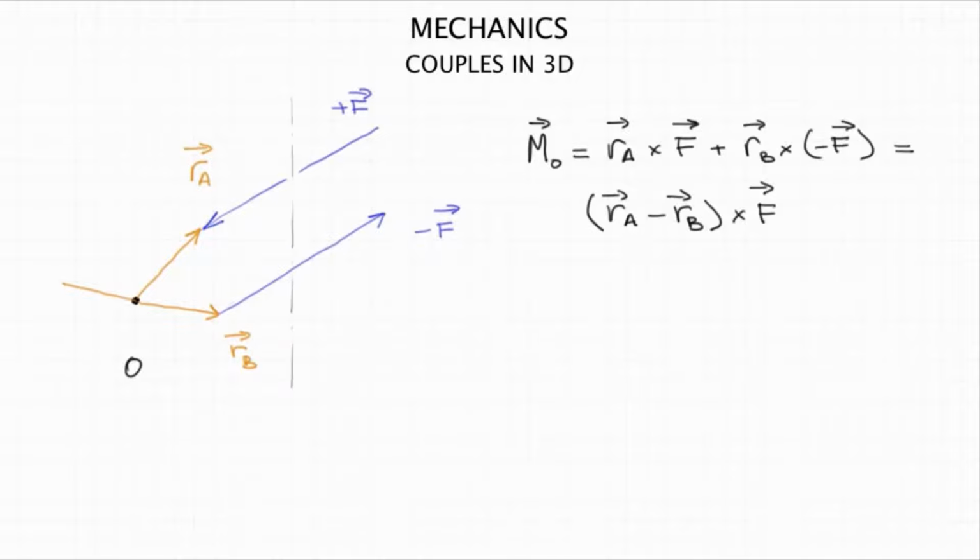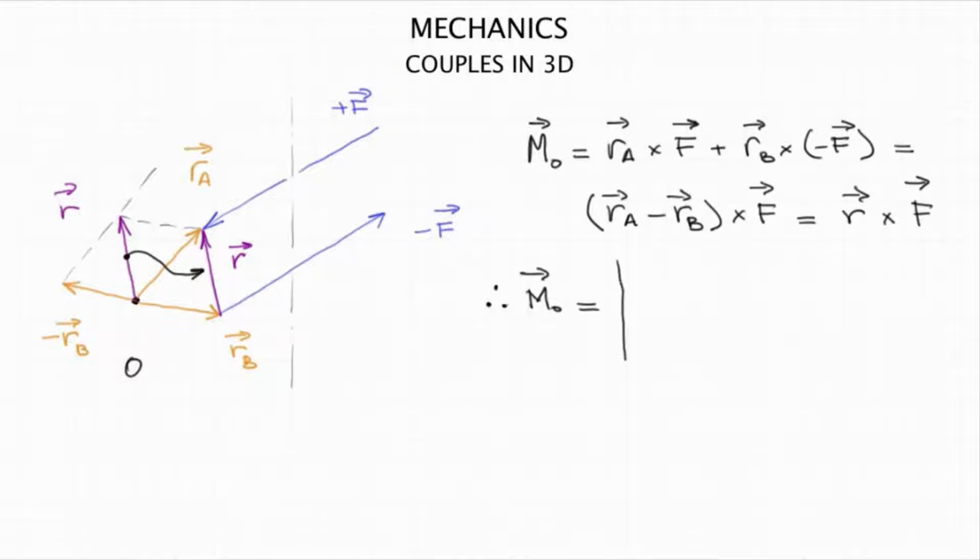Now what is RA minus RB? Well, it's the same thing as RA plus negative RB, and we can then construct the parallelogram to find out the result. It turns out that RA minus RB is this vector in purple, which is also identical to another vector that runs from negative F to positive F. Let's call it R. Therefore, the moment of the couple equals R cross F.